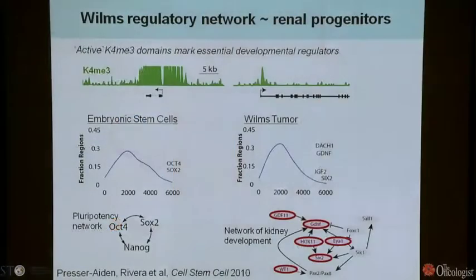So if you do this in Wilms tumor, which we did, you'll pull out, and this is actually very interesting, IGF-2, which is causally associated with Wilms tumor, as I told you, but you'll also pull out genes like SIX2, DOC1, and GDNF.